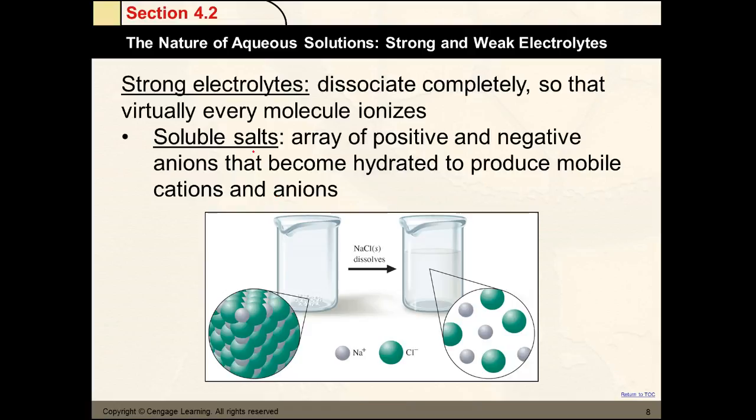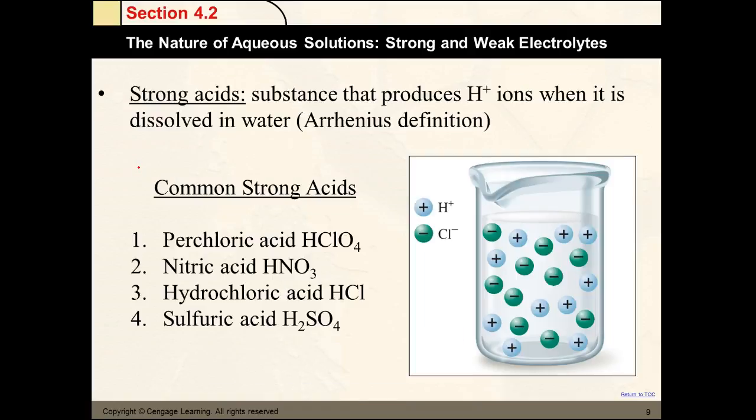And so soluble salts are the first category of strong electrolytes. Any salt that dissolves well in water is going to produce positive and negative ions, and when they're hydrated, then they're mobile and we can produce an electric current very well through that solution.